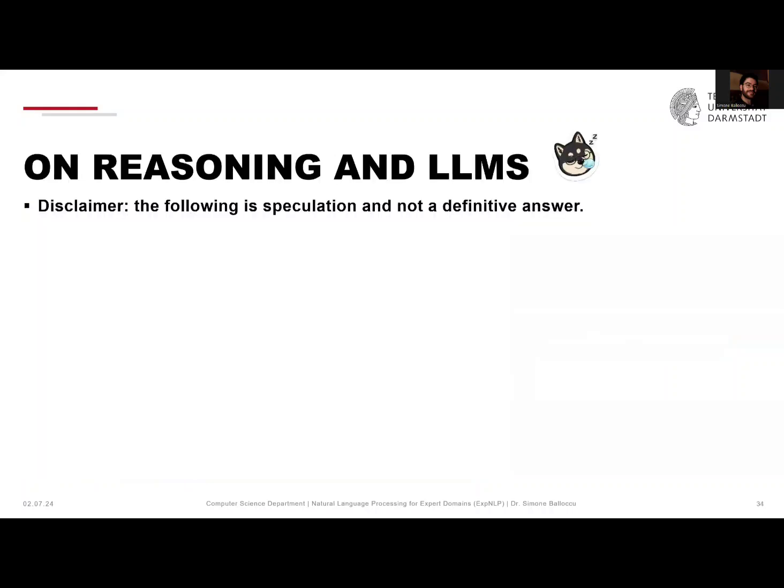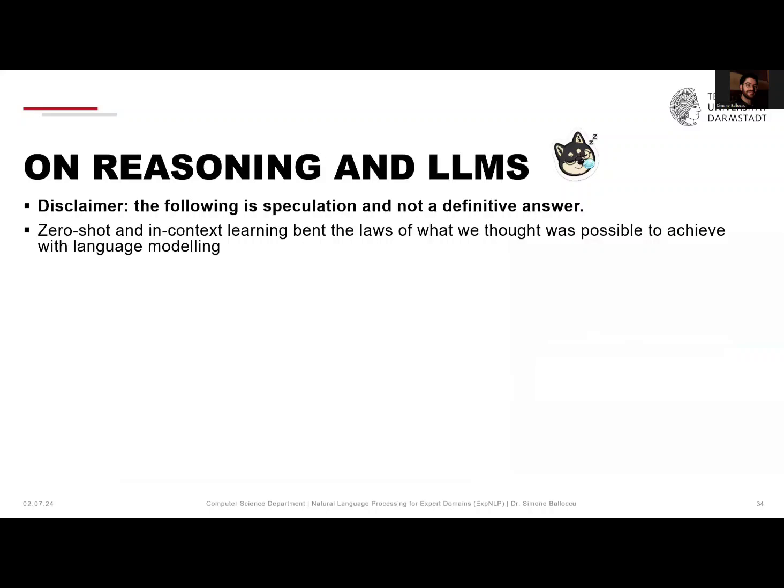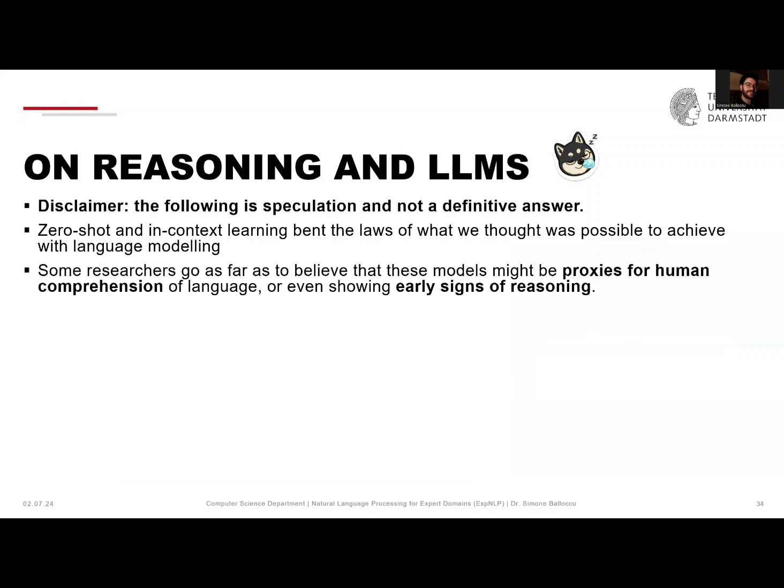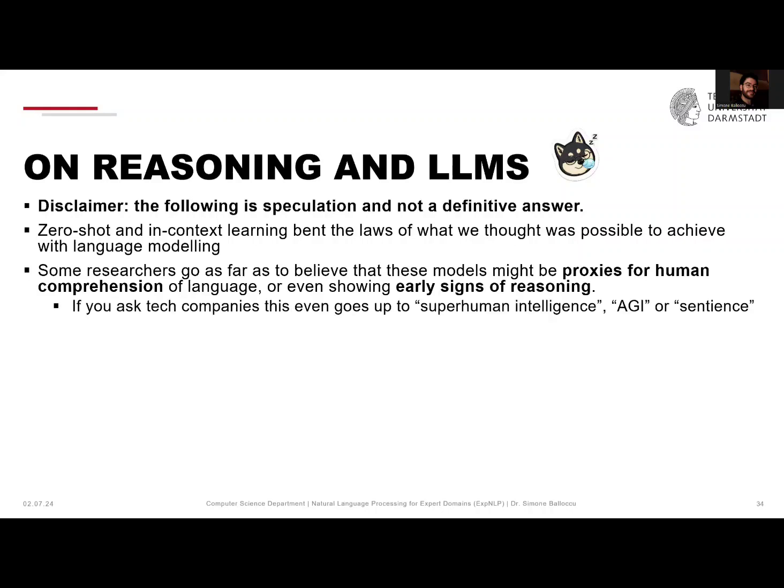Related to this, we can also talk about reasoning. So zero-shot and in-context learning basically bent the laws of what we thought was possible to do with language modeling, right? Just predicting the next token. Now these models can do a lot of stuff. Some researchers go as far as to believe that these models might be proxies of human comprehension of language. Sometimes they even say these models are reasoning like a human. They're becoming sentient in a way. If you go ask OpenAI or Anthropic, they will even tell you this is something called AGI, superhuman intelligence, anything that will basically keep the investors happy.